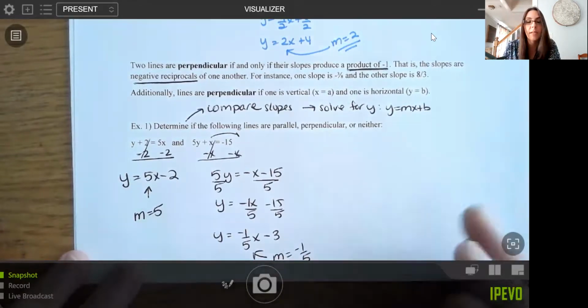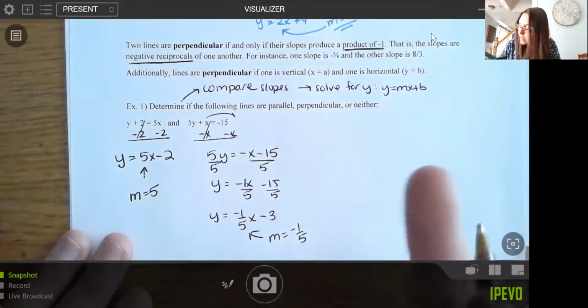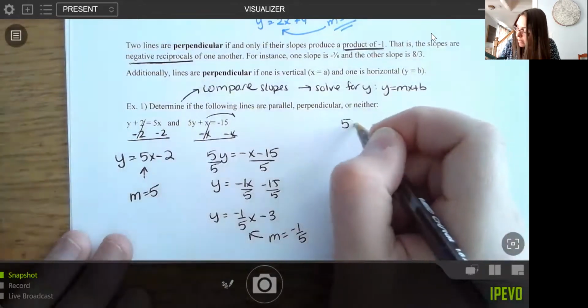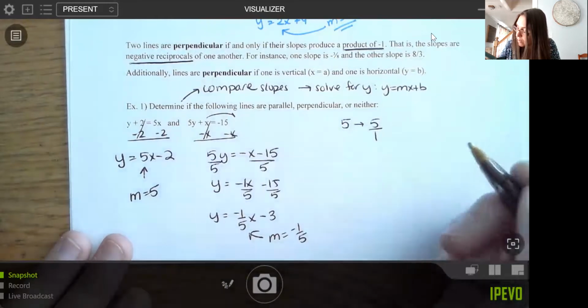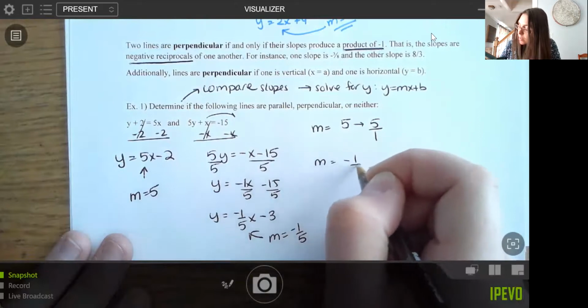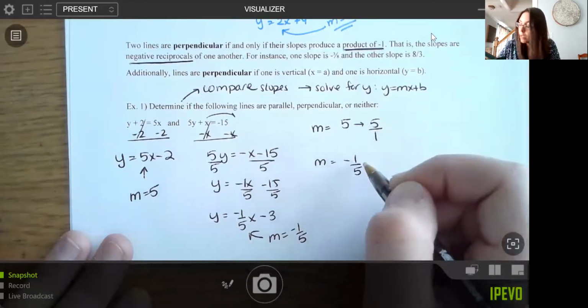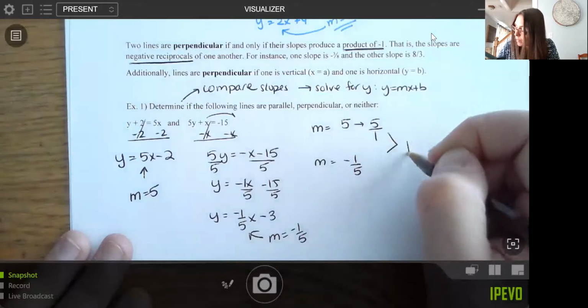Okay. So here my slope is -1/5. Notice these are perfect opposites, right? Because 5 is the same thing as 5/1. And then my other slope is -1/5. So I see a sign change, positive to negative, and I see that flipping. So these are actually perpendicular.